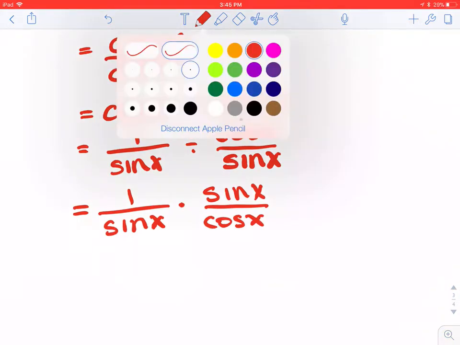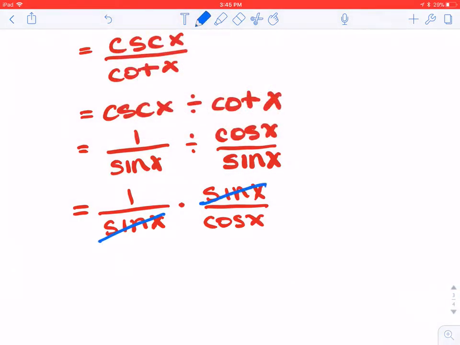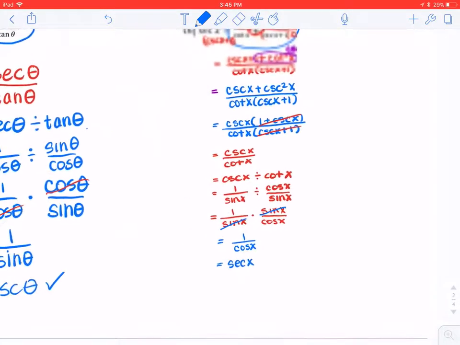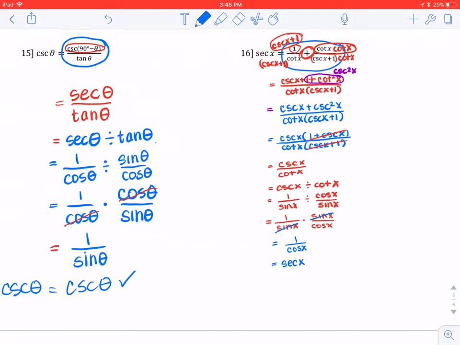I can simplify sine of x over sine of x. I'm left with 1 over cosine of x. And last but not least, we can simplify 1 over cosine of x to secant of x. If you look back at what you were trying to get on the left-hand side, you are trying to get secant of x.